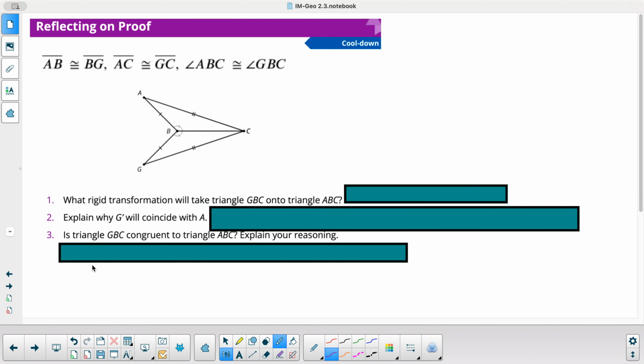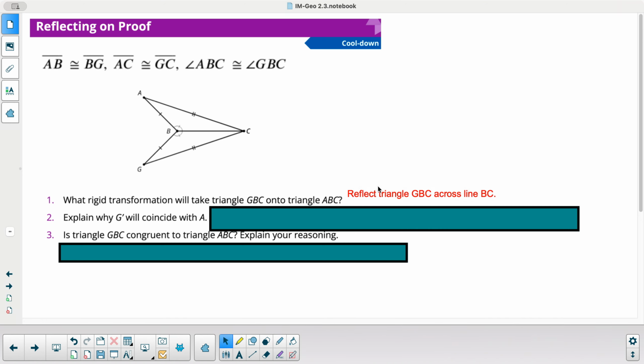All right, last thing here. We got 2 triangles here. They tell us some things are congruent. What rigid transformation will take triangle GBC onto triangle ABC? And I would say reflect triangle GBC across line BC. And again, you see how these angles are marked congruent? We know that when we reflect, the original angle and the outcome angle will be congruent. So we know it's a reflection.